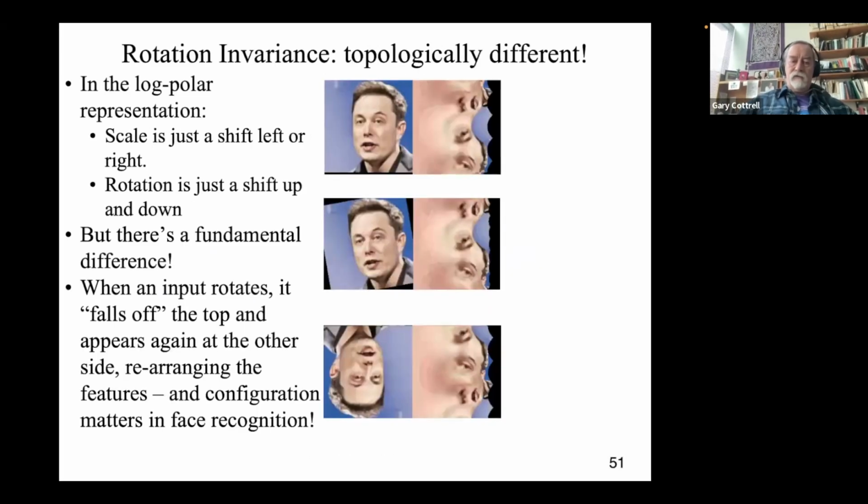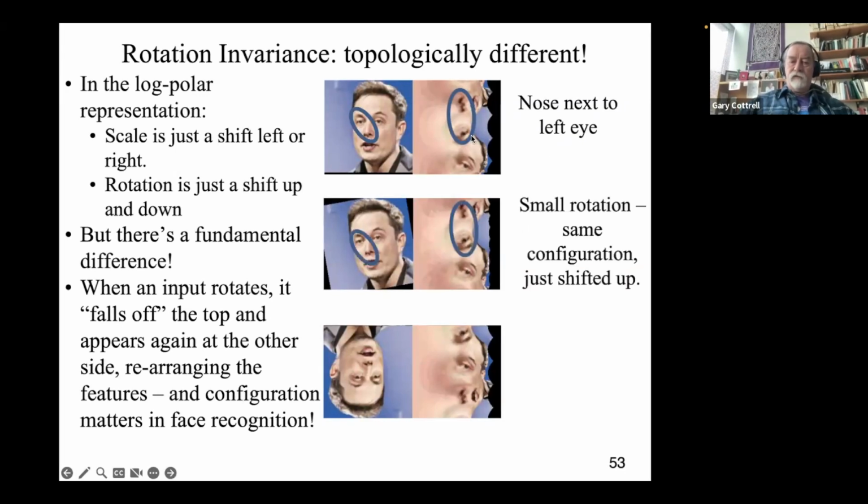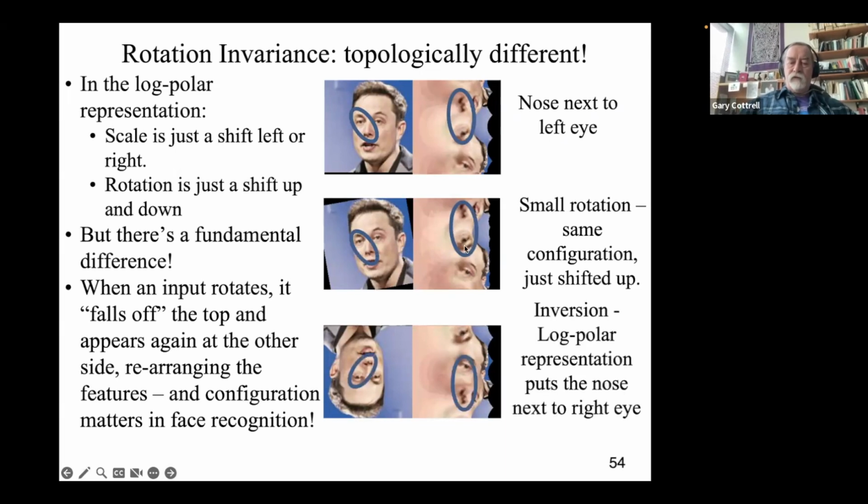So again, as you can see, this is just a shift up and down. But if you look at the first one, the nose here in the input is next to the left eye. A small rotation, the nose is still next to the left eye. But when it's completely inverted, now the nose is next to the other eye. So we've rearranged the features and we've disrupted configuration. And if this is an expert category, where faces are for most of us, then we've disrupted the configuration of the features.